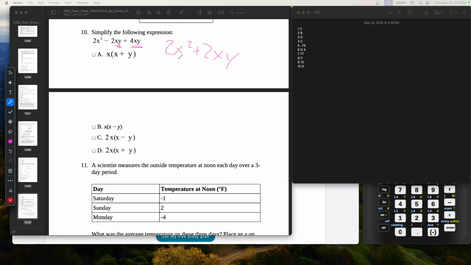And then here you can factor out 2x. So here you have to recognize that, well, definitely both of these numbers have a 2. Both of these numbers also have an x, so we can take those out. And then, hopefully you realize 2x times x is 2x squared, and then y times 2x is 2xy. That's how that works.